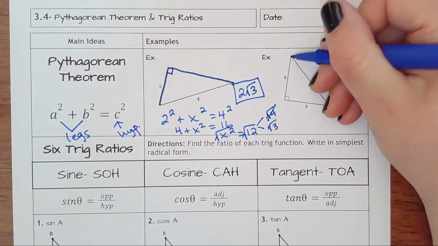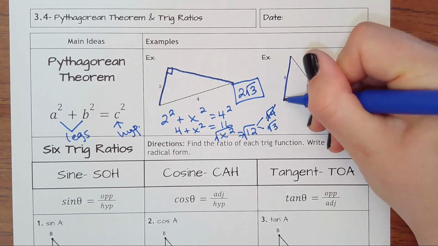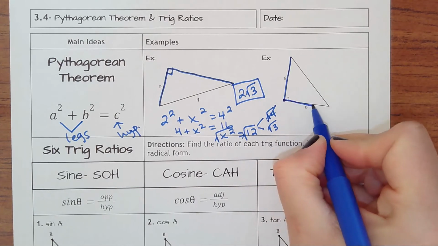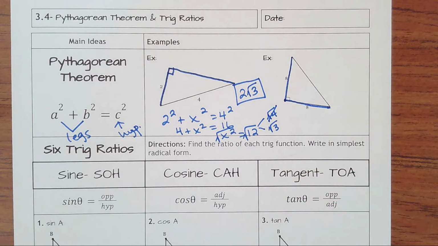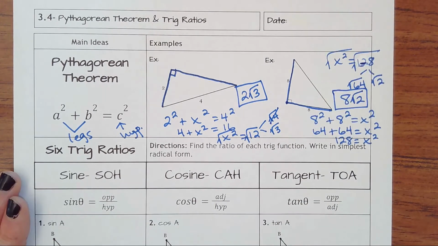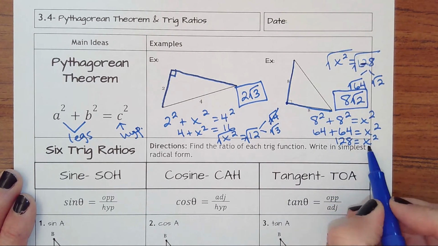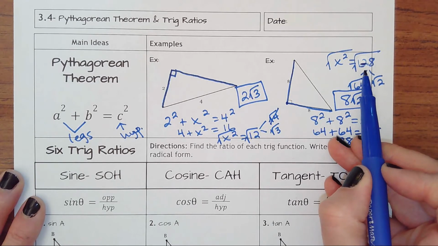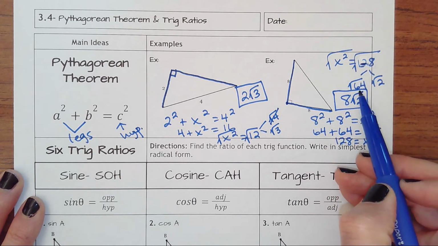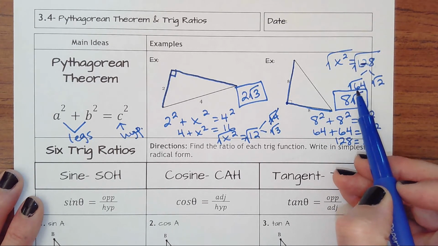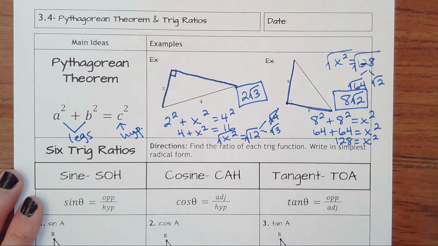Next example gives us both legs. We're finding the hypotenuse or the c, so go ahead and try that one. I didn't do a very good job of organizing my work, but I got down to x squared equals 128, and I brought it up here. 128 has a perfect square of 64 in it. Square root of 64 would be 8, and then times the radical 2 that's left over.